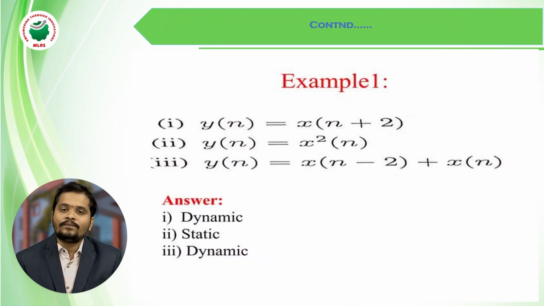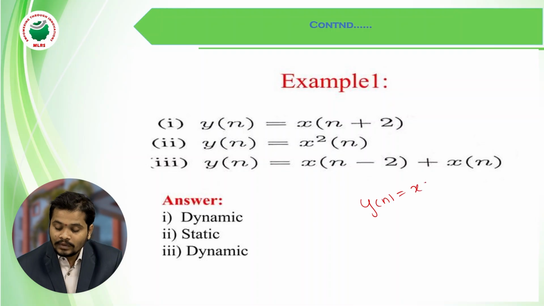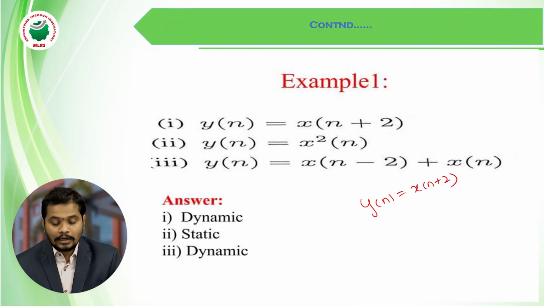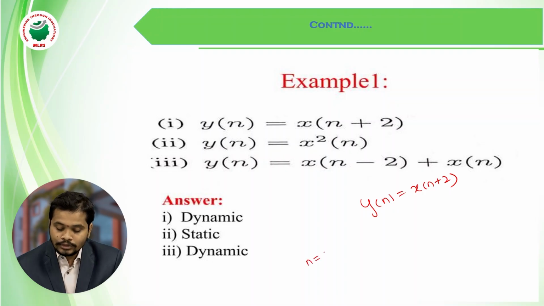Coming to the next, here we will see different examples for the given system. Given is y of n equals x of n plus 2. Answers will also be available. We will see how to tell whether the system is dynamic or static. Suppose I keep n equals 0. You can keep any value, positive, negative or neutral 0. After keeping it, you will get the system behavior, and according to that behavior you can classify the system as static, dynamic or any other system.